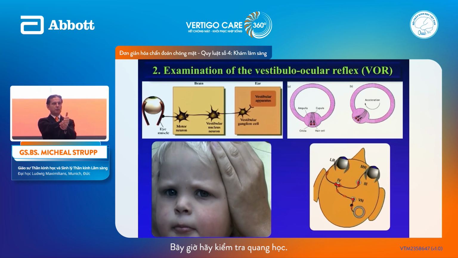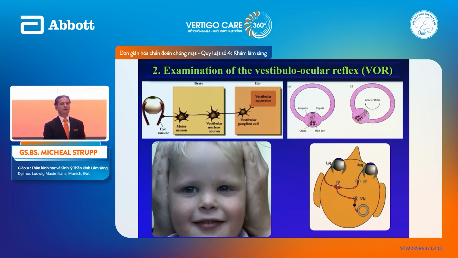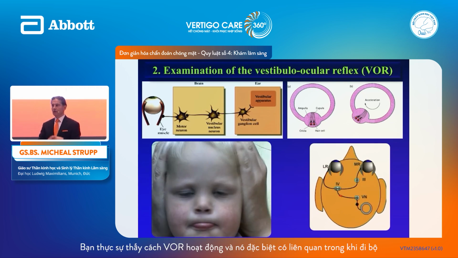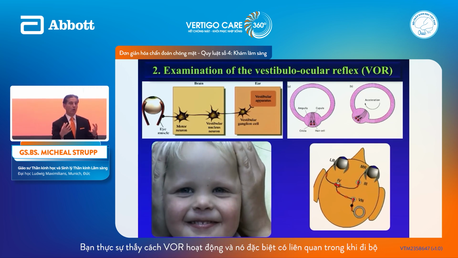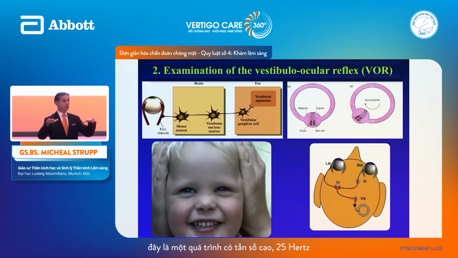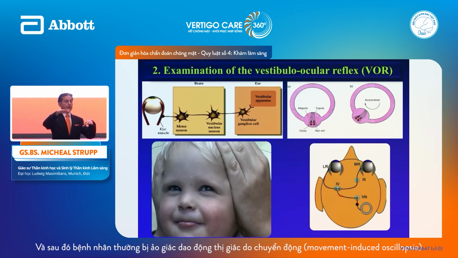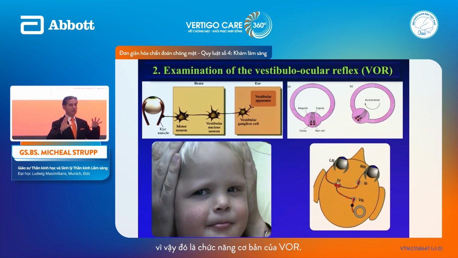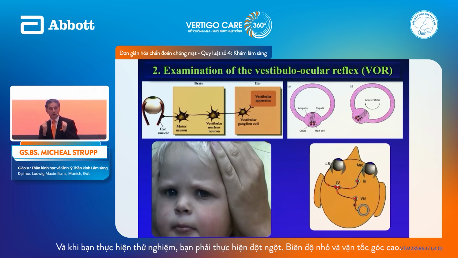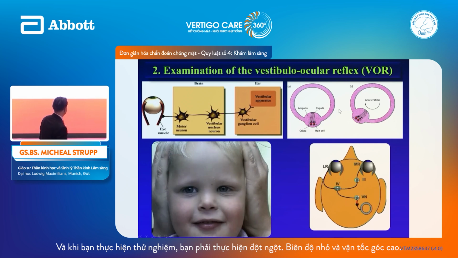Now do the opposite experiment. Keep the target stable and turn your head to the right and to the left. Okay, how is it now? Crystal sharp. You literally see how the VOR works, and it's particularly relevant during walking, which is a high-frequency procedure, 2 to 5 Hertz, and then patients often have movement-induced oscillopsia. So that's the basic function of the VOR, and when you do the test, you have to do it abruptly, with small amplitude and a high angular velocity.